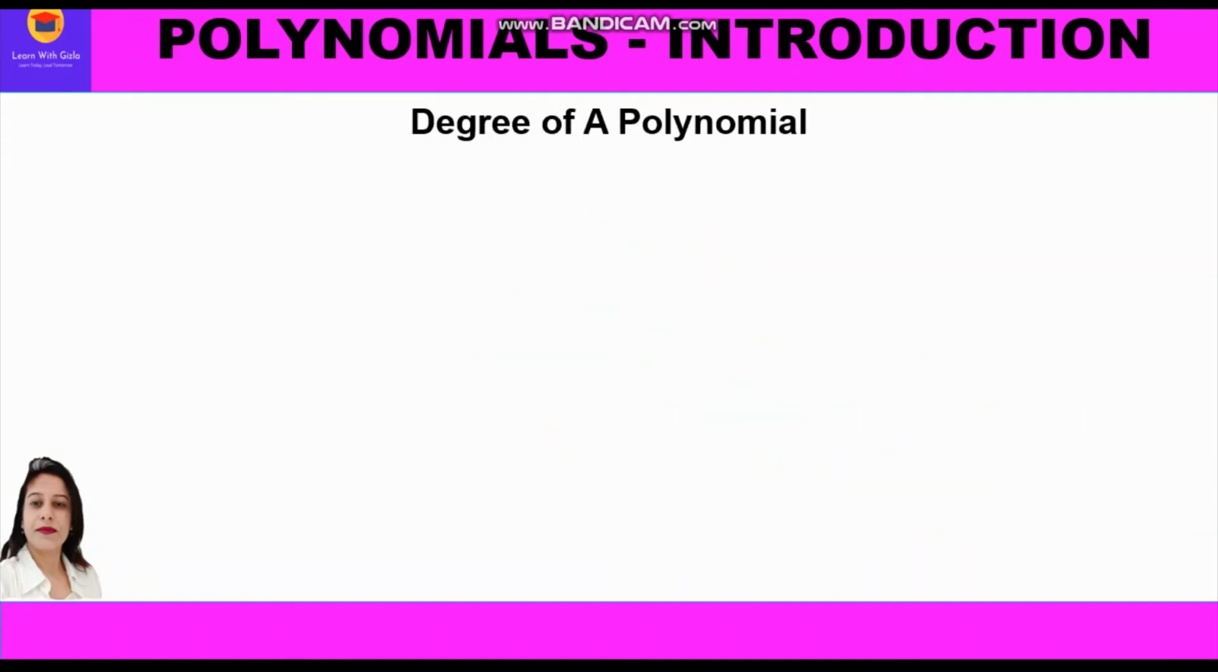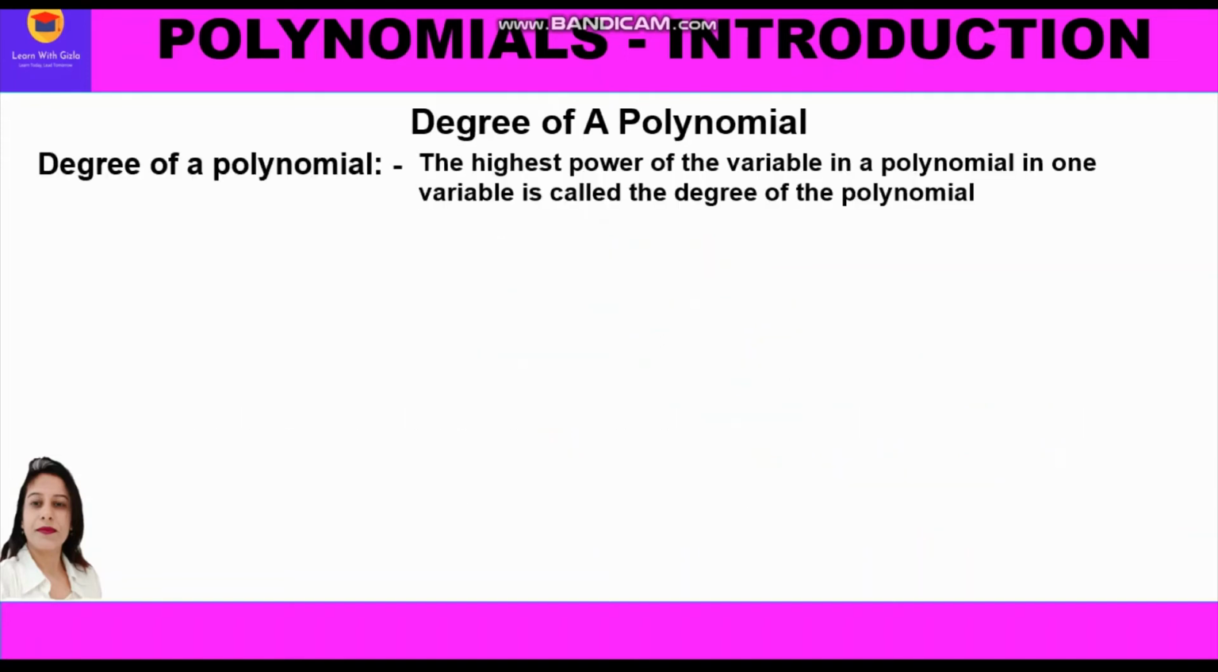Now let us study the degree of a polynomial. The highest power of the variable in a polynomial in one variable is called the degree of the polynomial. That means we have to look for the highest power of the variable in any given polynomial to get its degree. Let us take an example. Suppose we have 3 into x raised to power 5 plus x cube plus x square plus 8x plus 3. Over here if you observe, the powers of x are 5, 3, 2, 1, 0. But the highest power is 5. So we can say the degree of the given polynomial is 5.